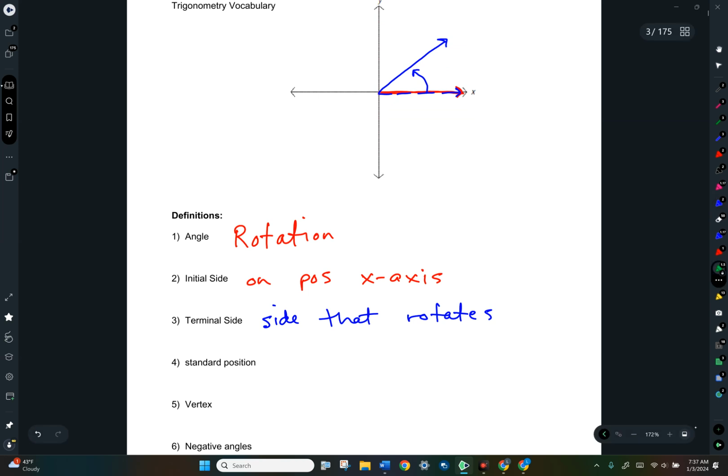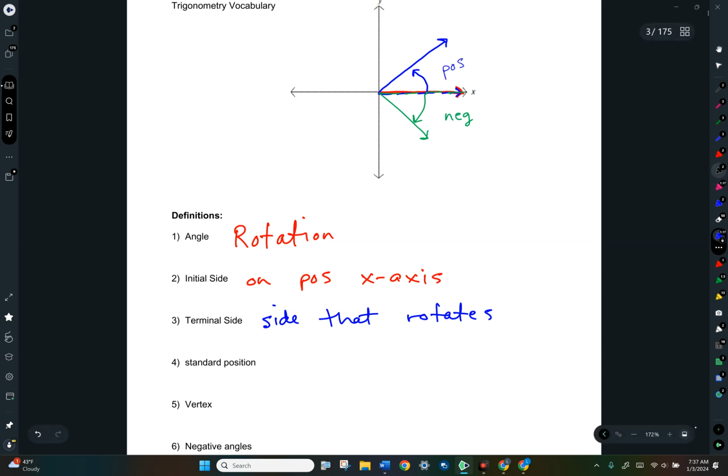Okay, if that terminal side were to rotate in the other direction, let's say this direction, so it started right here on that positive x-axis, but it rotates this direction, and let's say it lands down here, then we would say that that's a negative angle. So this is negative, where when it rotated up this direction, this was positive.